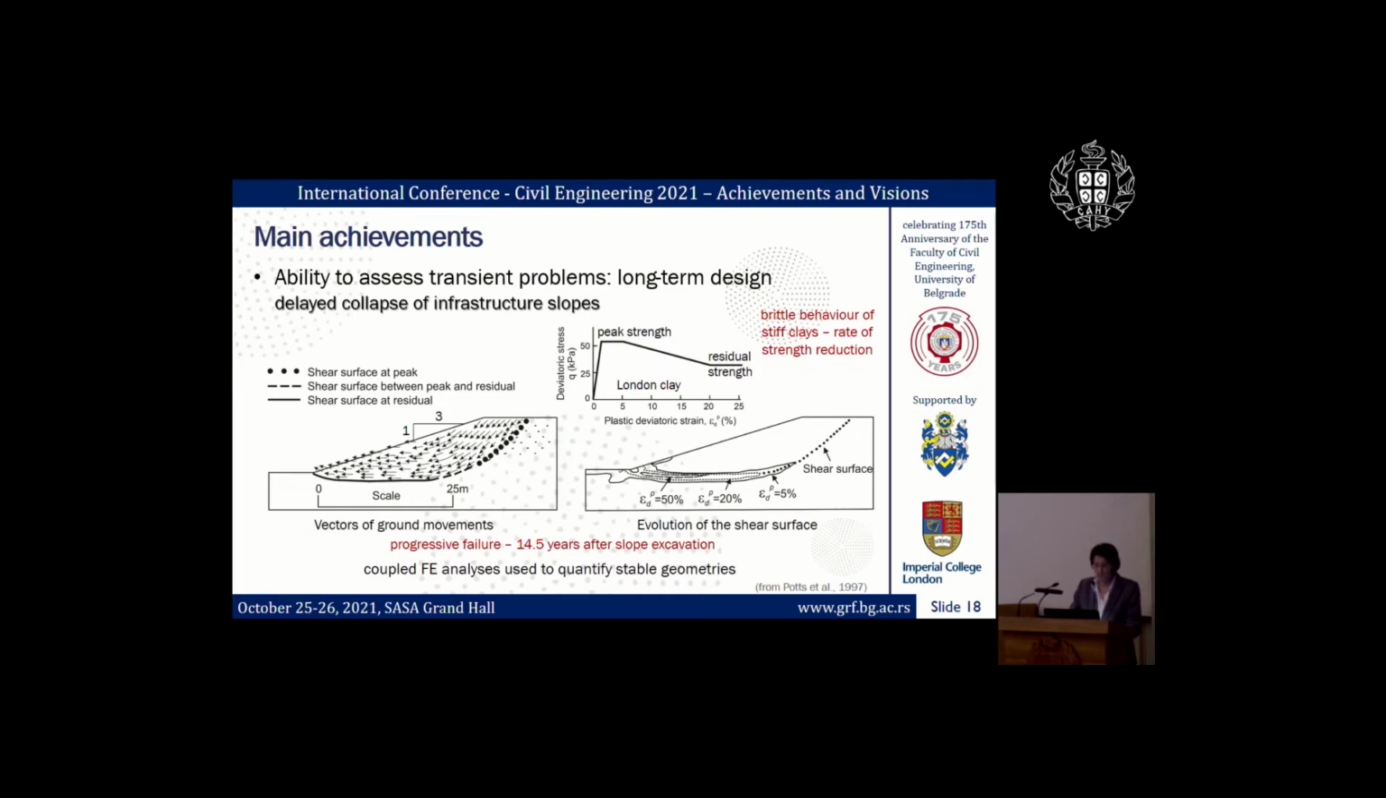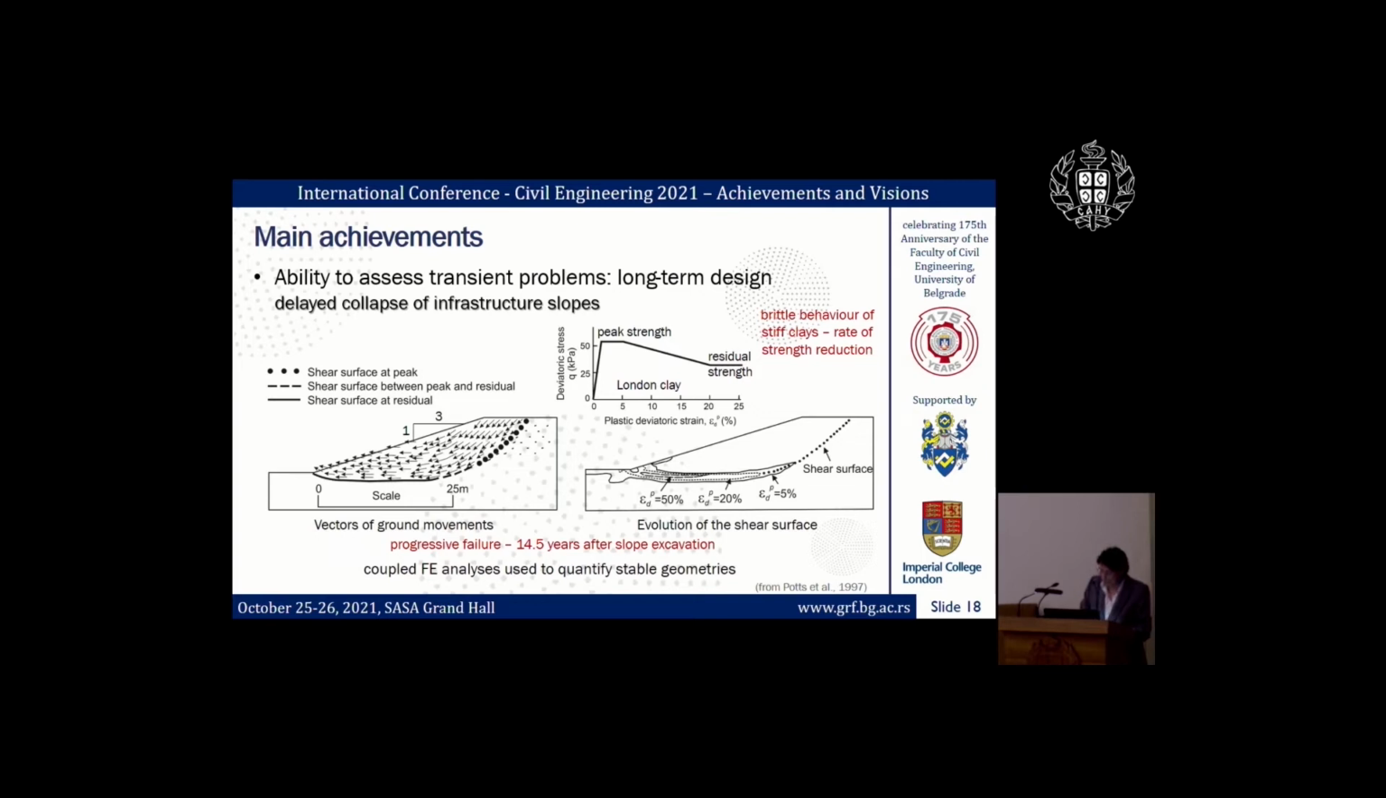In this case, the constitutive modeling needed to reproduce this brittleness in stiff materials from peak strength to residual strength, and needed to reproduce again the interaction within the soil itself, so the equilibration of pore pressures, and it was clear that the shear surfaces were essentially originating from the toe of the cut slopes and developing gradually, progressing with time until eventual failure. And this particular example predicts failure 14.5 years after slope excavation. So the research here was very much taken by industry, again, because the numerics here was used to quantify stable geometries that industry then used to redesign those slopes and also to redesign any expansion of the motorways or widening of the motorways.